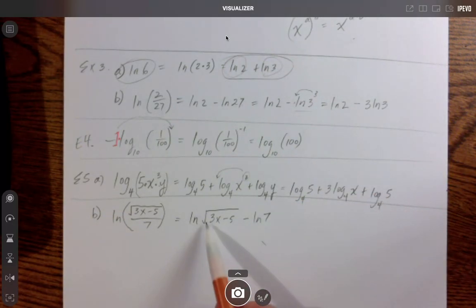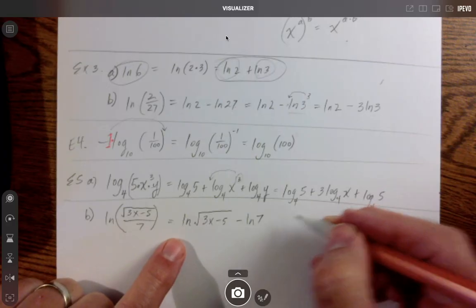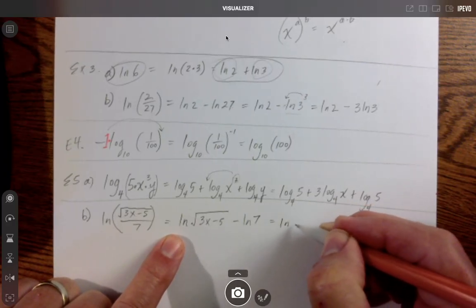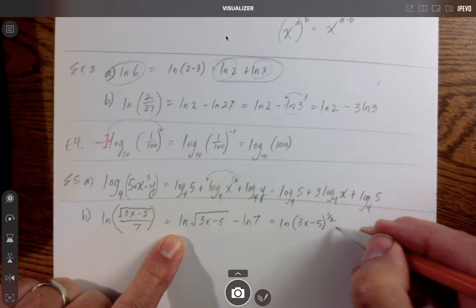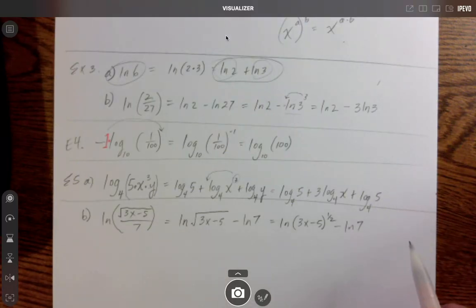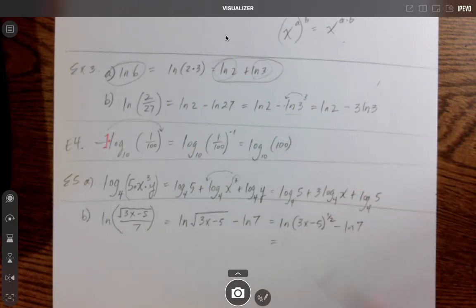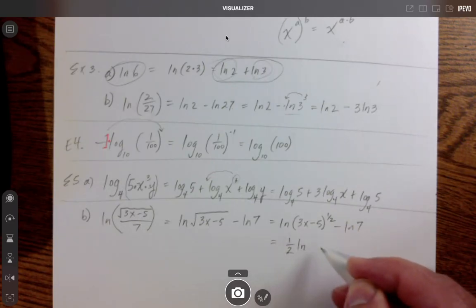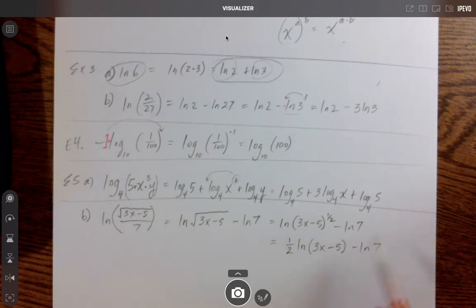All right, what about that square root? Well, if you remember, a square root is the same as a 1/2 power. So I'm going to rewrite this as natural log of (3x minus 5) to the 1/2 power, minus natural log of 7. Okay, now that 1/2 can come out to the front to get rid of that power, because remember we're trying to expand it as much as possible. So 1/2 times the natural log of 3x minus 5, minus natural log of 7. And that should be it.